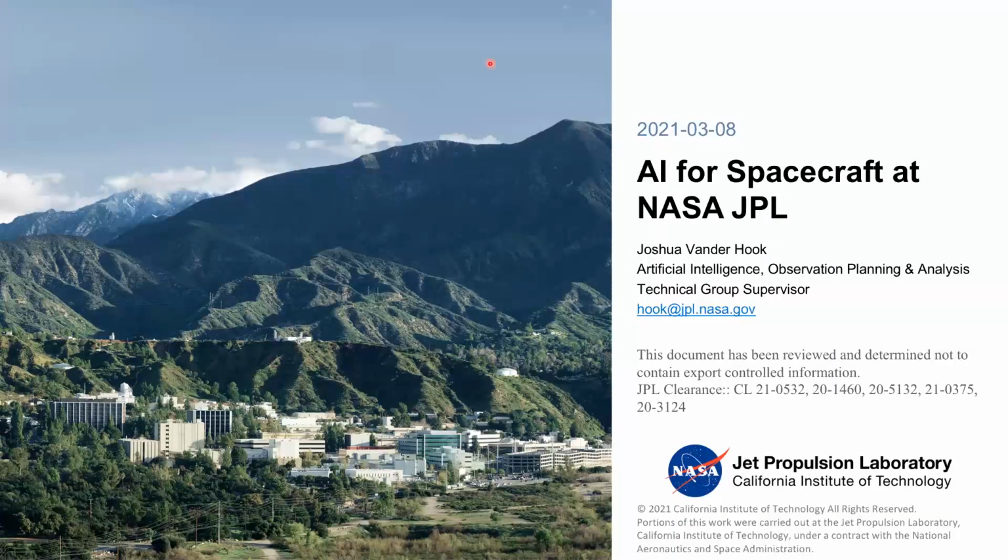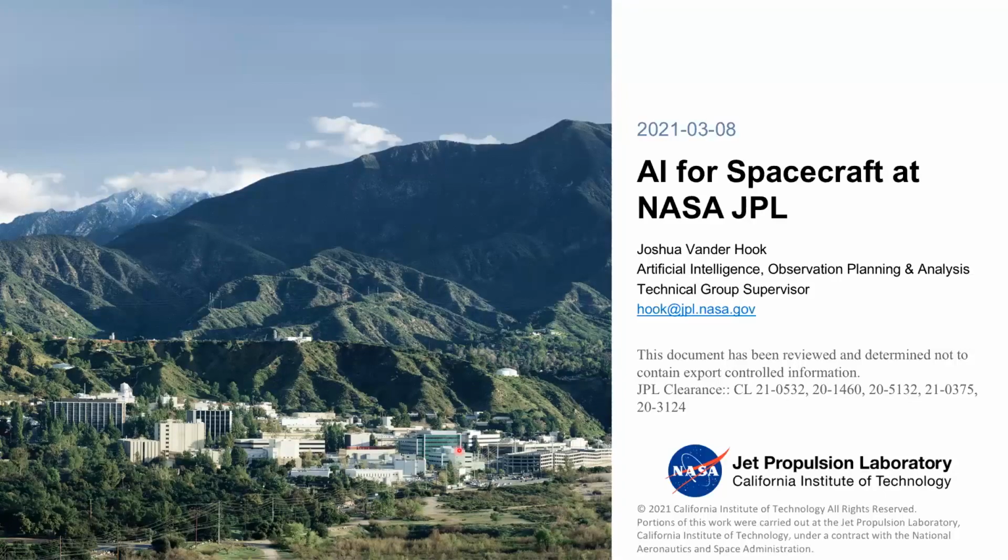Sure, thank you, Pratap. As he said, my name is Josh Vander. There are several artificial intelligence focused groups at JPL. So I have inherited half of one of them, and it became the Artificial Intelligence Observation Planning Analysis Group. We have about 14 members, and I took over that part of the group this year. So I'm a relatively new technical group supervisor. This presentation will focus on what AI brings to JPL and also some of my own personal research.